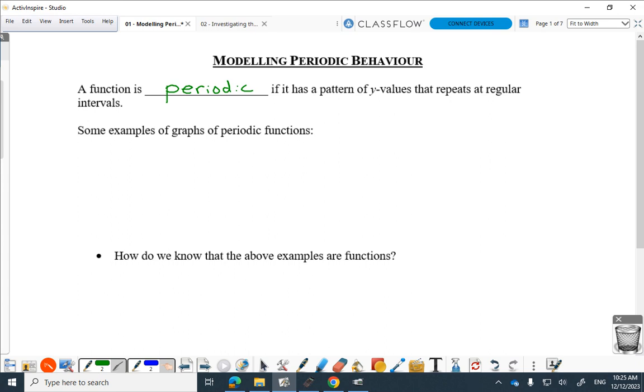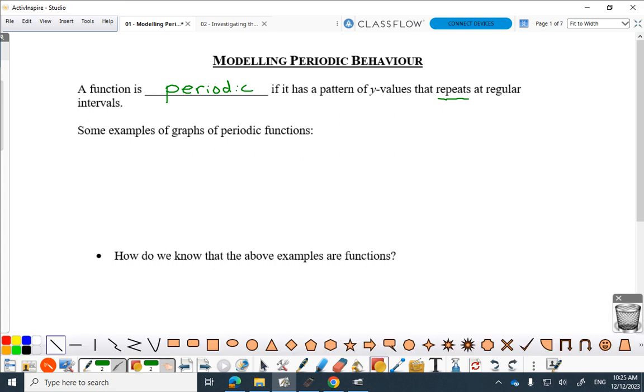So you may not be clear on exactly what that means, but my first definition is it has a pattern of y values that repeats at regular intervals. So whatever we're talking about here is going to do the same thing over and over again. You're like, what does that have to do with trig? Well, it has everything to do with trig. So some examples of periodic functions, and I'm not going to get too fancy here with my periodic functions.